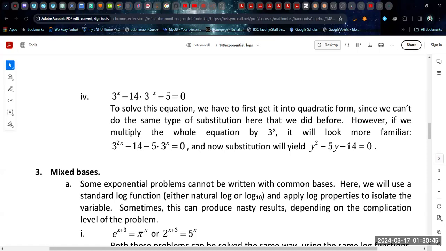And then again, from there, we would factor, any positive solutions we set equal to 3 to the x, and then we can solve from that point. We may have to take the natural log of both sides or what have you. But if we had any negative solutions equal to 3 to the x, exponentials can't be negative, and so we would throw that case out.